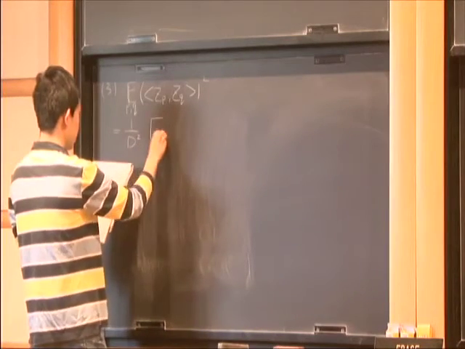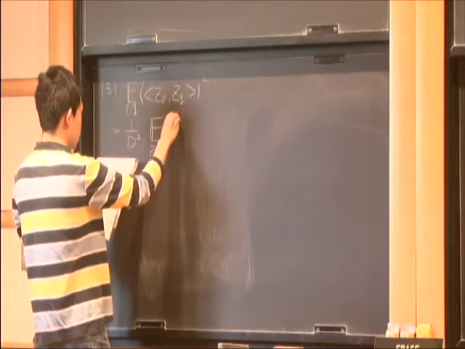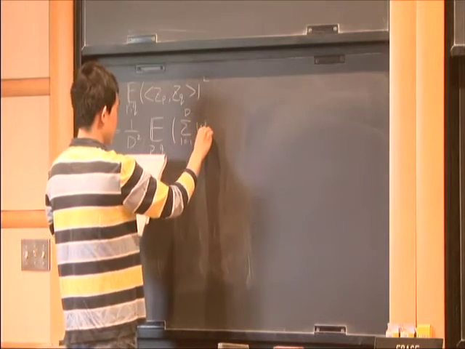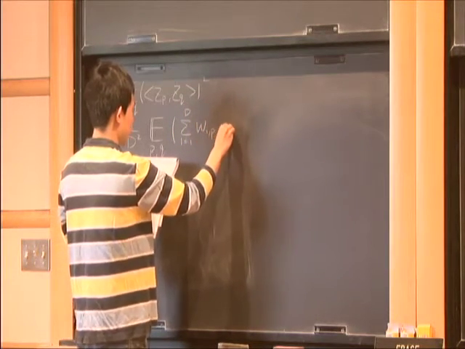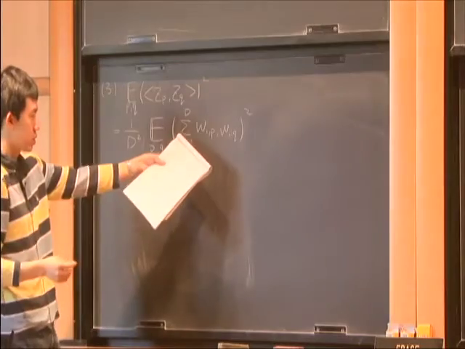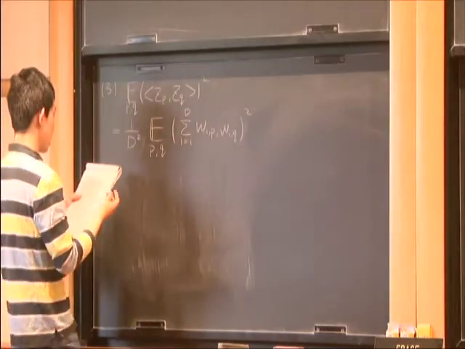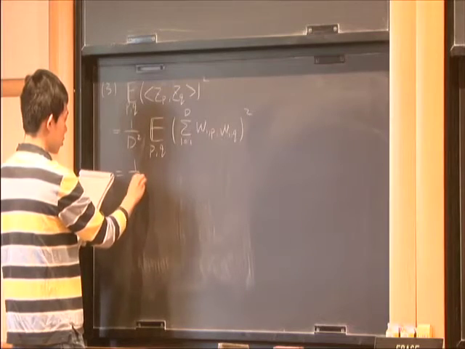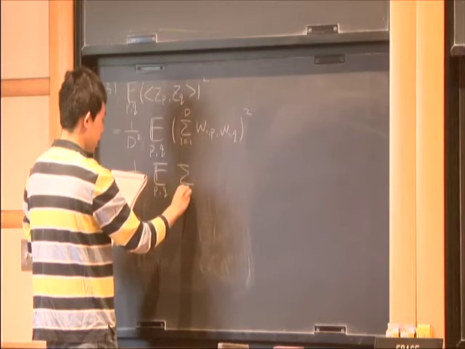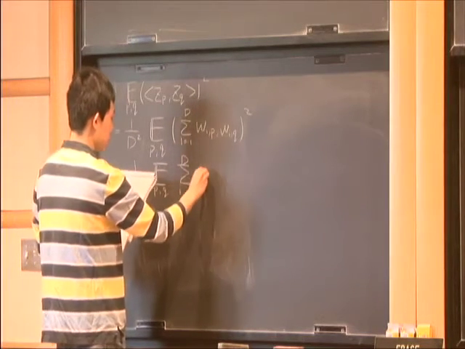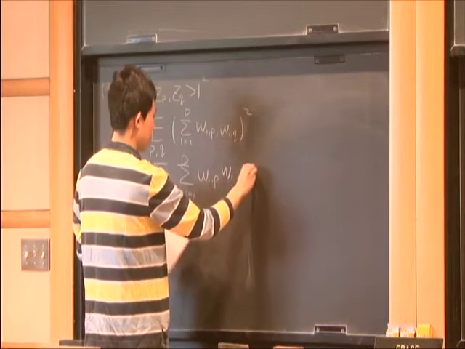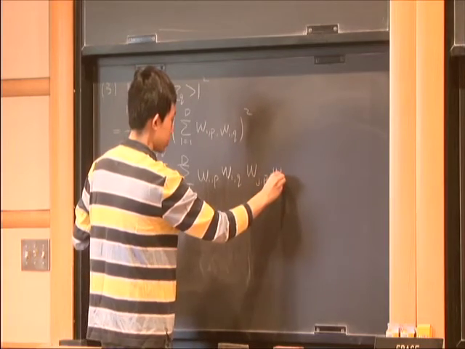And you take expectation over P, Q, the sum over i from 1 to d, w_i(p) w_i(q) squared. And you expand this squared, and you get 1 over d squared, expectation over P, Q, sum over i and j, so w_i(p) w_i(q) w_j(p) w_j(q).